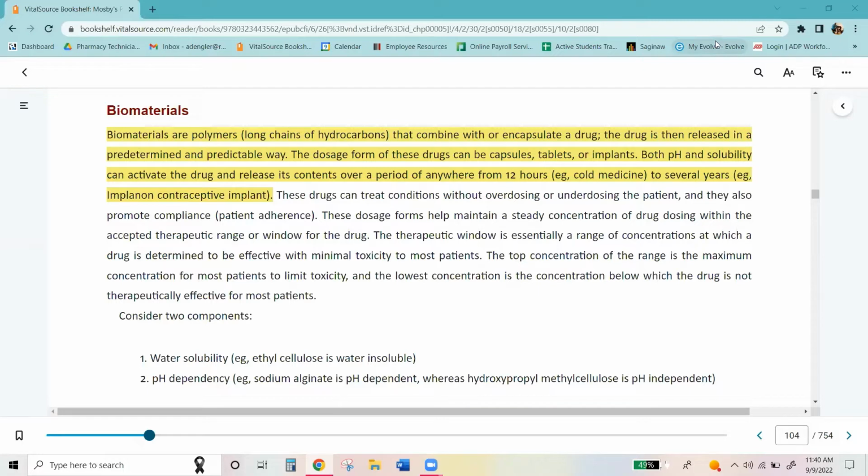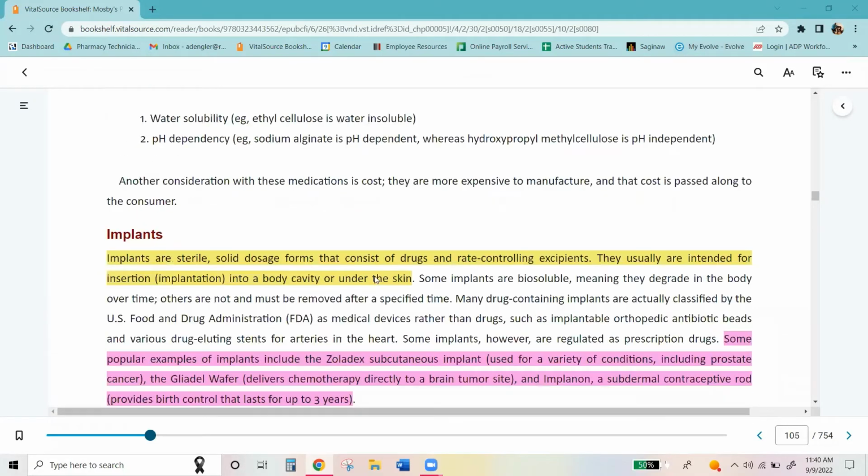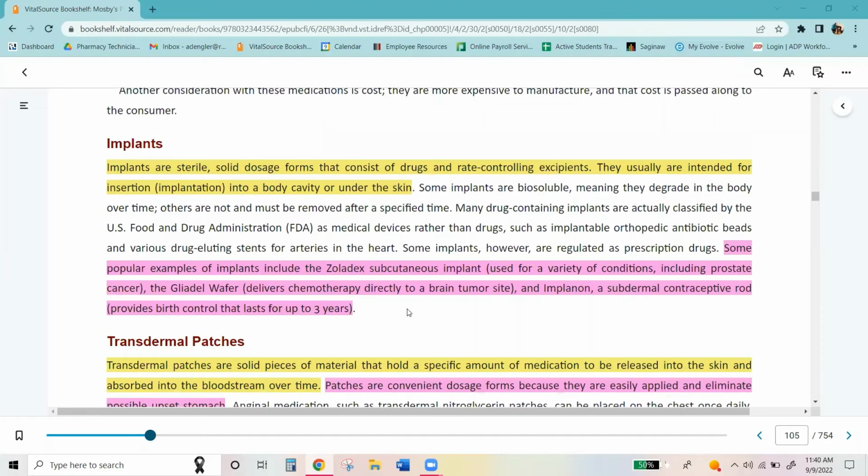like cold medicine, to several years, like the implanted contraceptive implant. That is the one that is placed in the arm. Implants are sterile solid dosage forms that consist of drugs and rate controlling excipients, so medications. They usually are intended for insertion, implantation into a body cavity or under the skin.